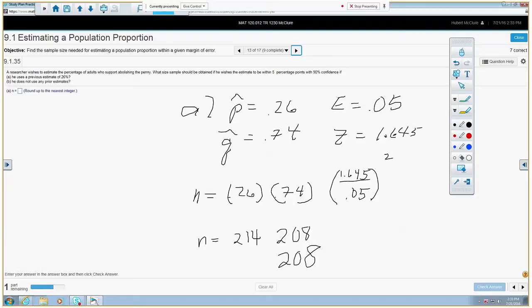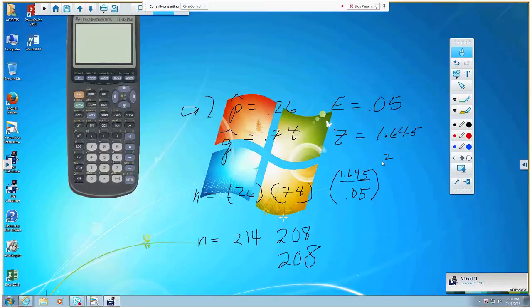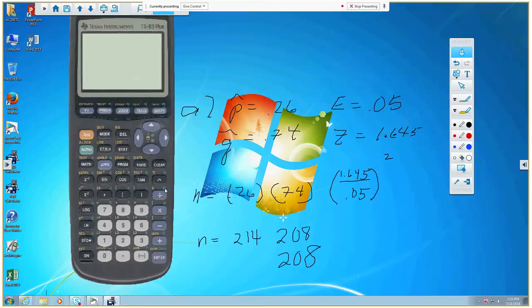I'm going to pull up the calculator. 0.26 times 0.74. 0.1924. Right? Divided by 0.05. 3.848. Then 1.645 divided by 0.05, because you got to do what's in the parentheses first, and raise that to the second power. Then multiply that by 0.74.